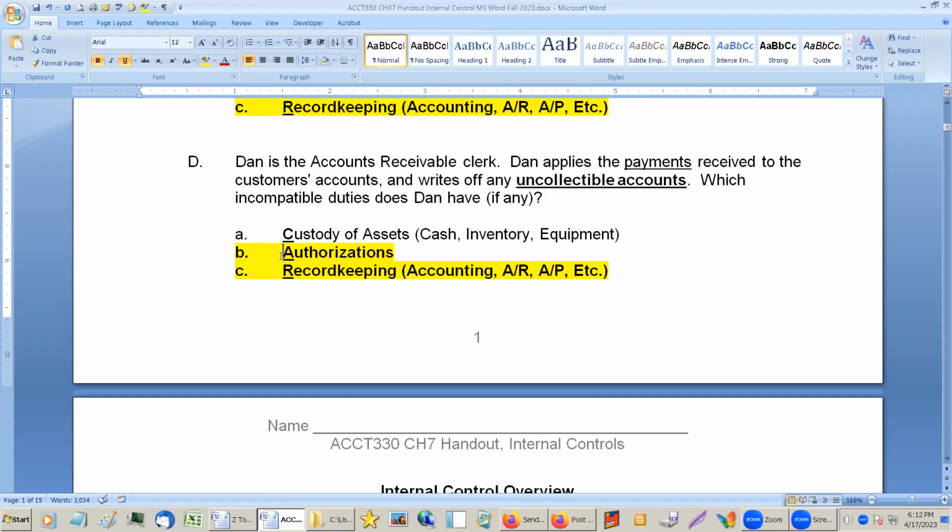Yes, so authorization for writing off the uncollectible accounts. This is something Dan should not have. Now, you say, who should be able to write off the accounts? You know, that's an obvious question. It should not be anyone in accounting. It could be almost anyone other than accounting.